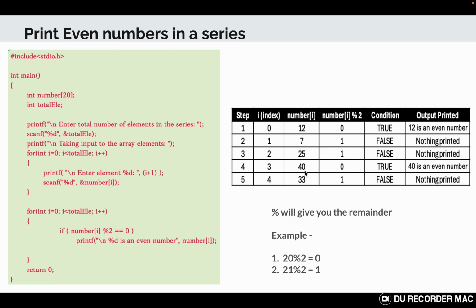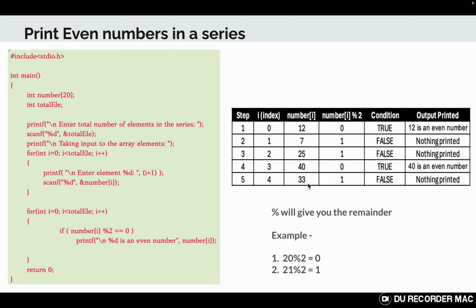Then again the user entered 40. If you divide 40 by 2, then 2 20s are 40, and the remainder is 0 because it is fully divisible by 2. Now this condition, number % 2 is equal to 0, becomes true and then 40 got printed. Now again 33.